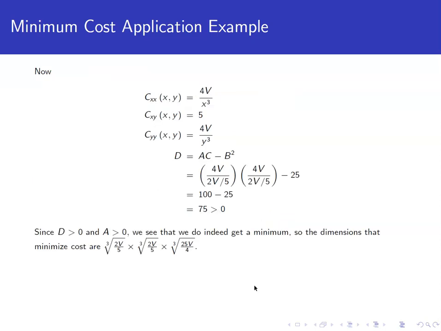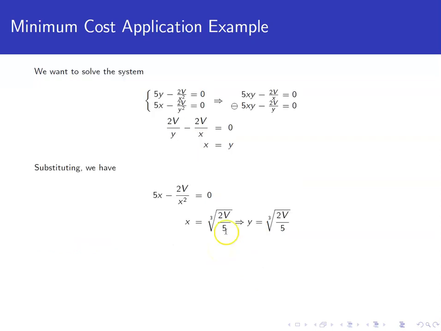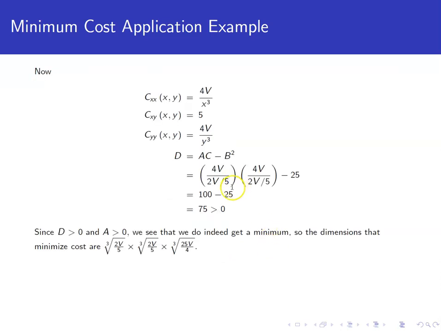We want to make sure we have a minimum here. So we take the second partials with respect to x, the mixed second partial, and the second partial with respect to y. We're putting in the cube root of 2V over 5 in for x and y. Notice that the x and the y are cubed here. So when we put that in to calculate our A, we just get 2V over 5 in the denominator. And likewise, we get 2V over 5 in the denominator here in our second partial with respect to y.